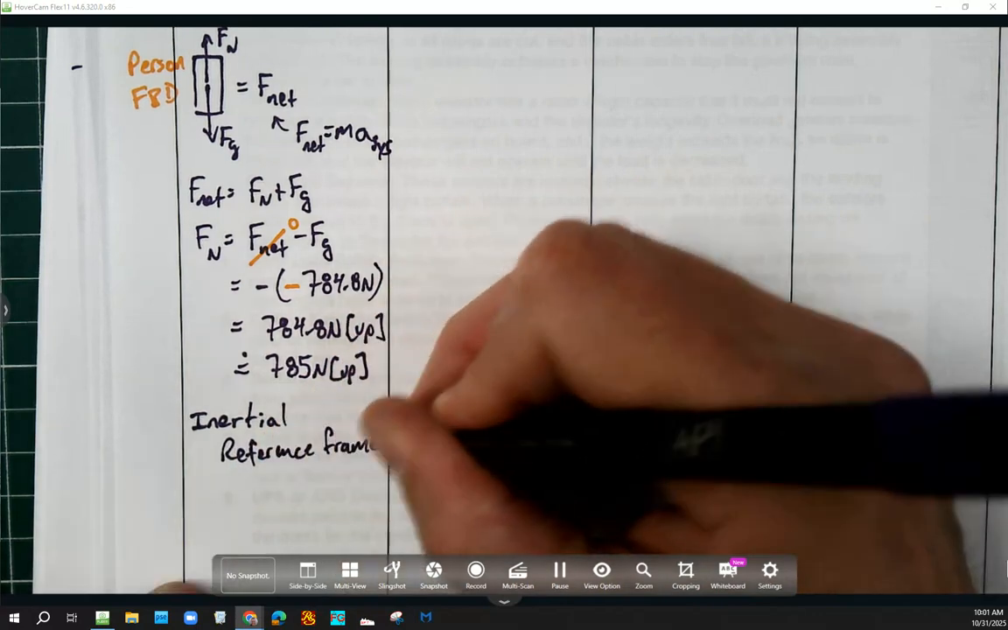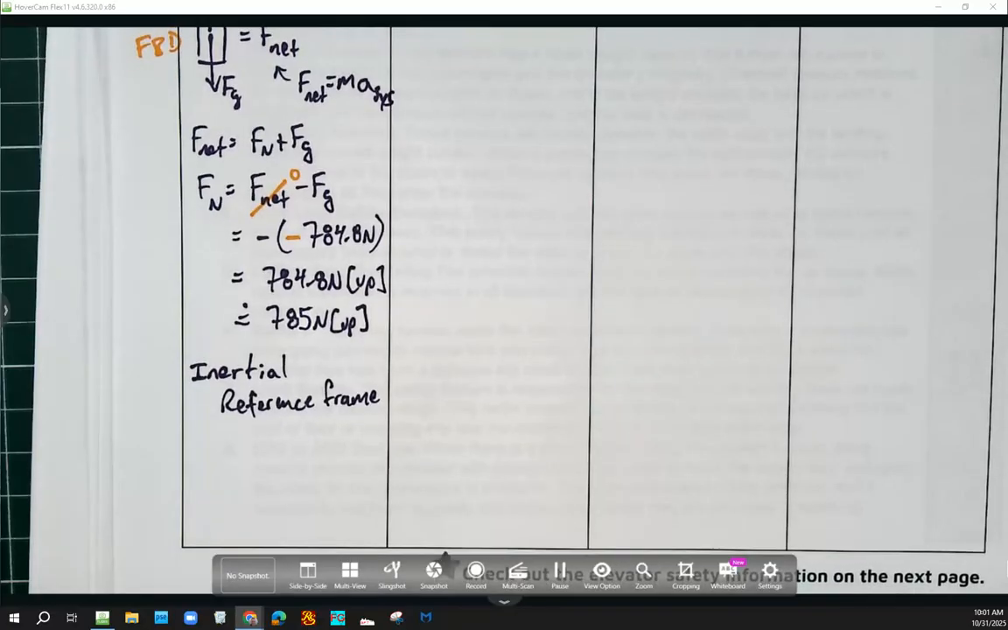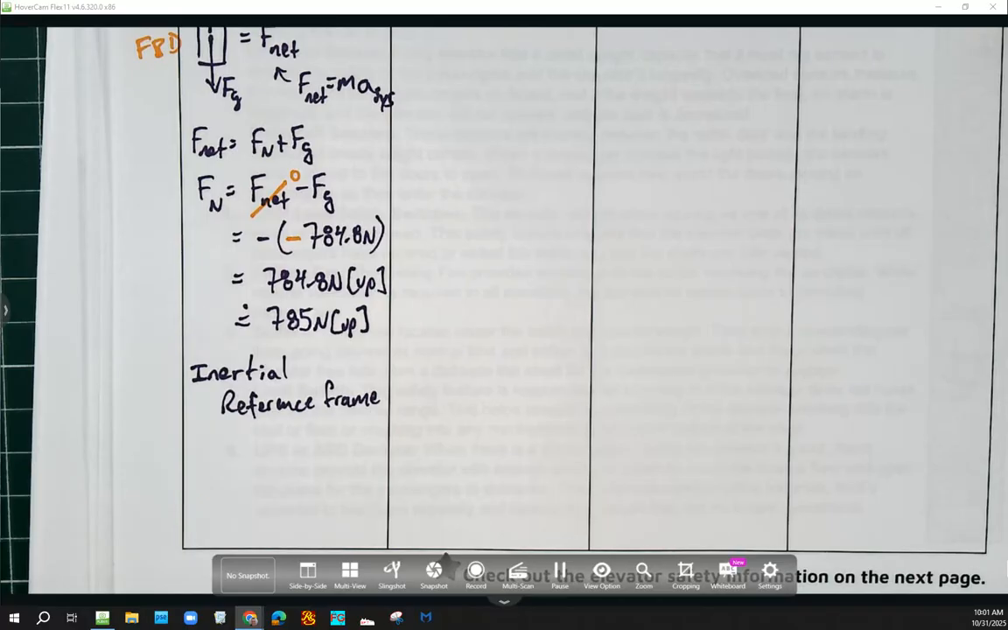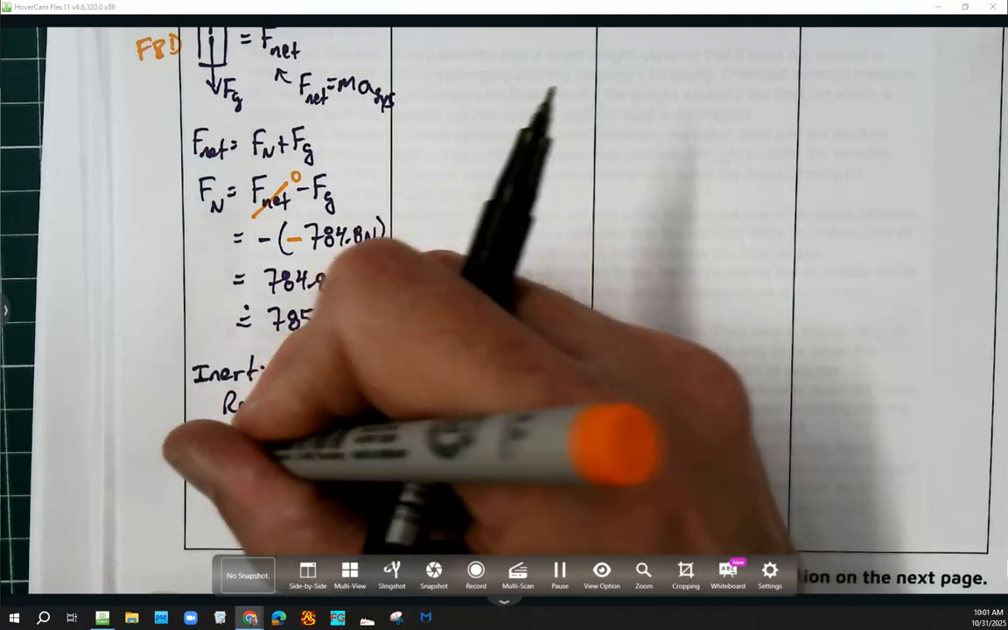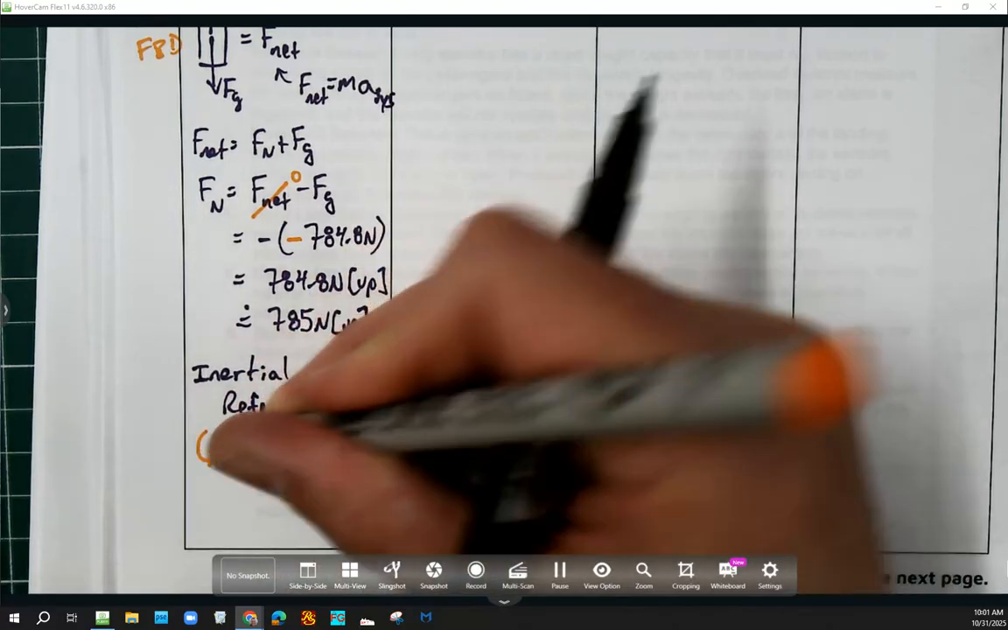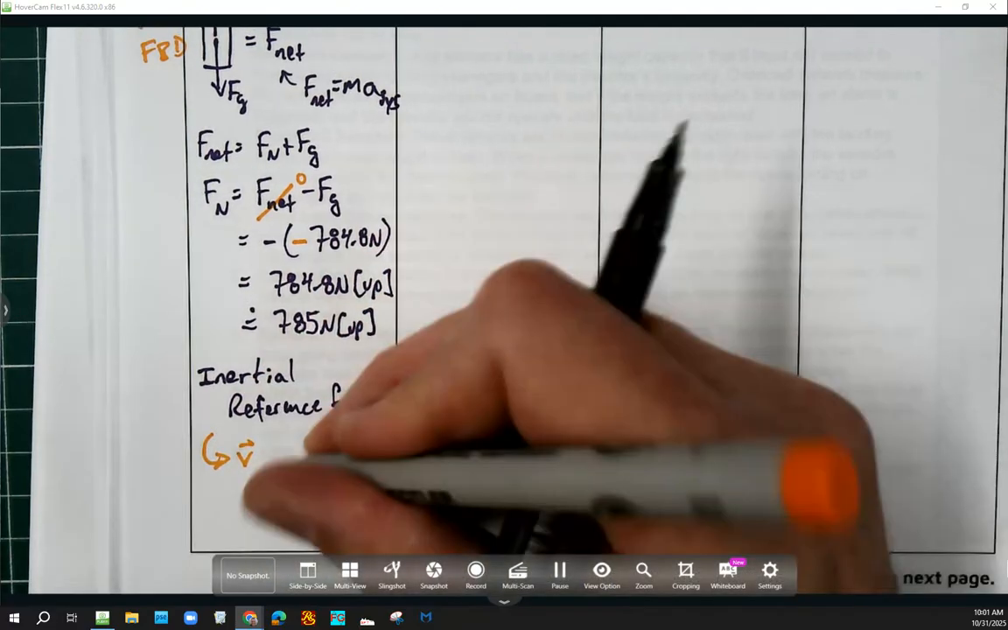That's a new word, an inertial reference frame. An inertial reference frame is an environment, a reference frame that you find yourself in that isn't accelerating. Okay, so maybe I'll make a little note to myself about that, just to remind myself. This is a situation where the velocity of the environment is constant.